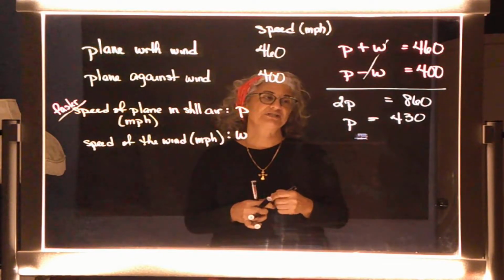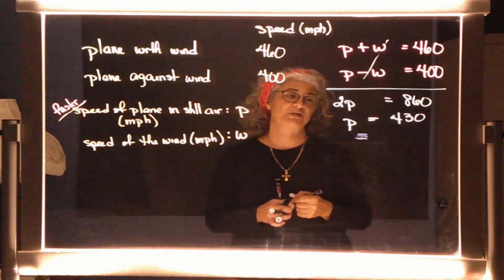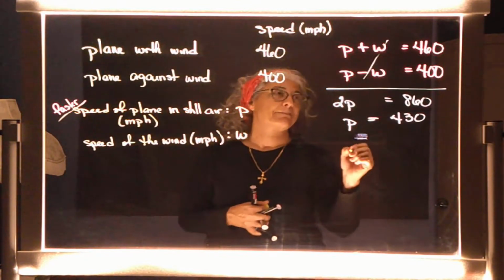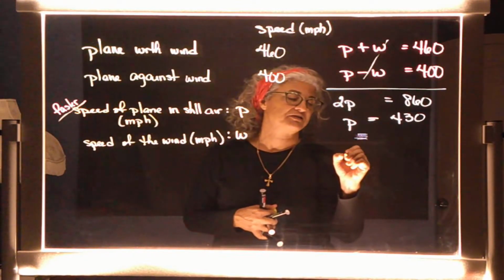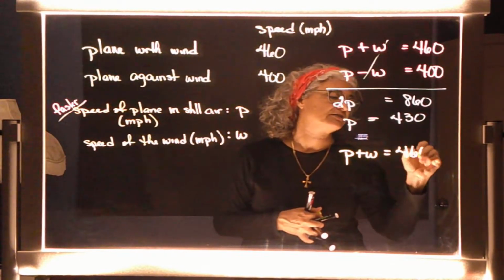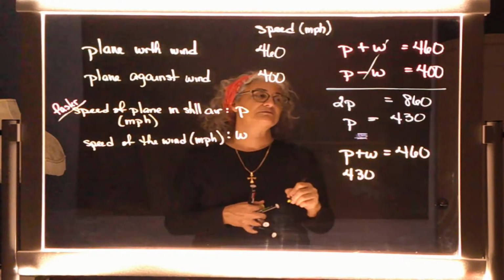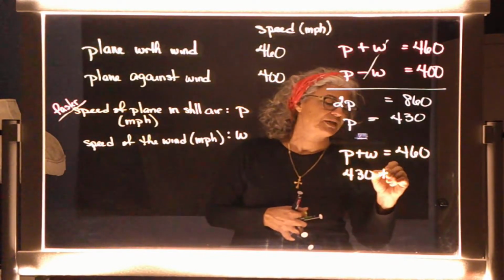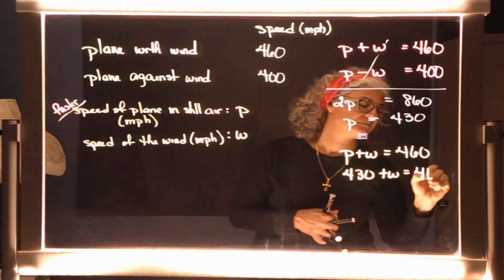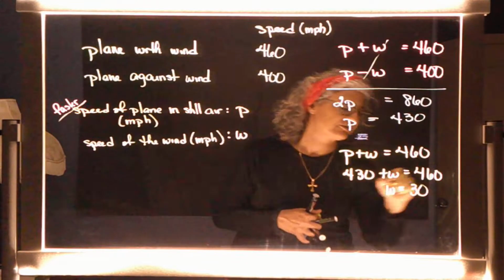Okay, still need to find W, don't I? Because I also want to know the speed of the wind. So, doesn't matter which one you take. I'm just going to use the P plus W equals 460. And now that I know P is 430, right? Substitute it in. Subtract. Looks like the wind is at 30.